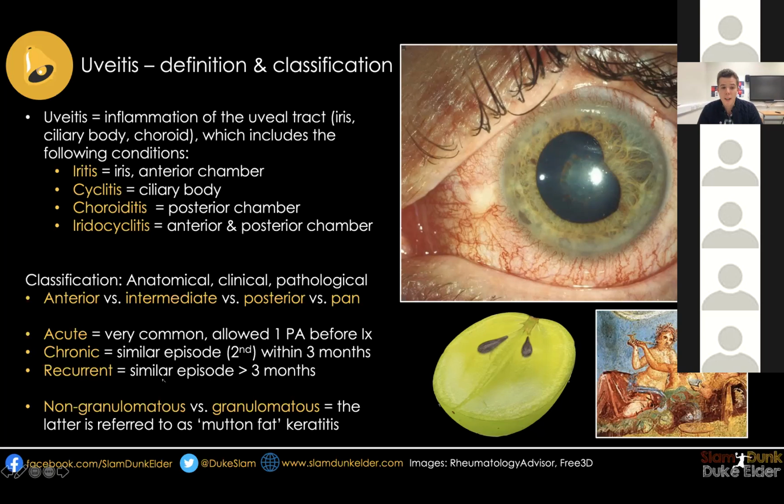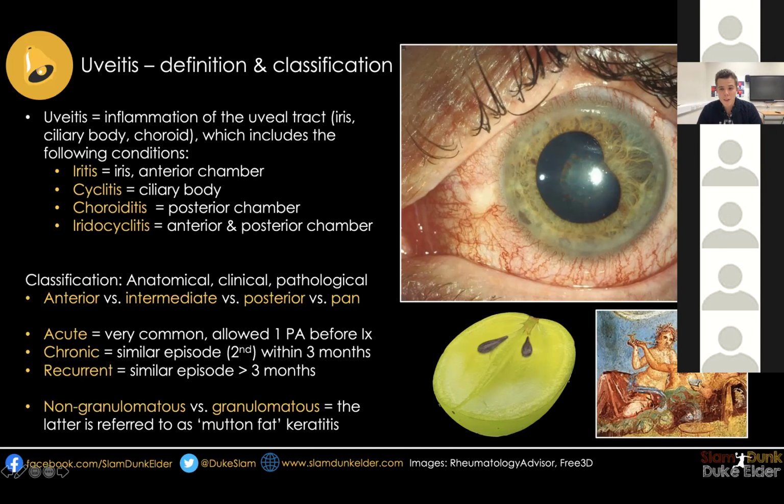And recurrent uveitis stems from chronic, and it's essentially multiple episodes, but over a longer period of time, okay? So chronic, a couple episodes within a 3-month period, and then that will eventually evolve into recurrent uveitis if we still haven't fixed the problem, and that spans over greater than 3 months.